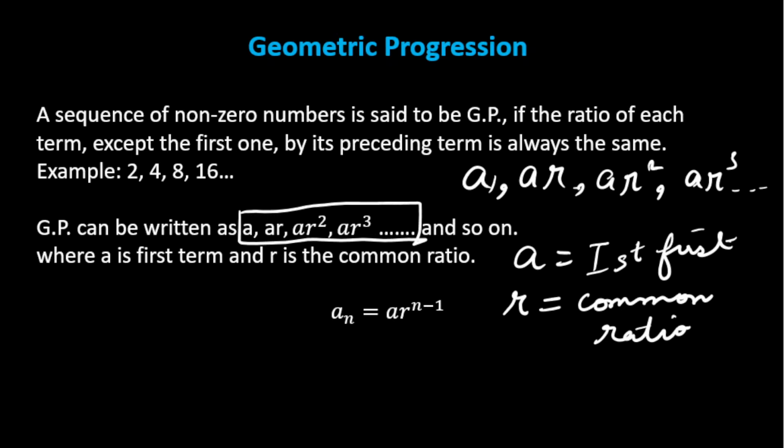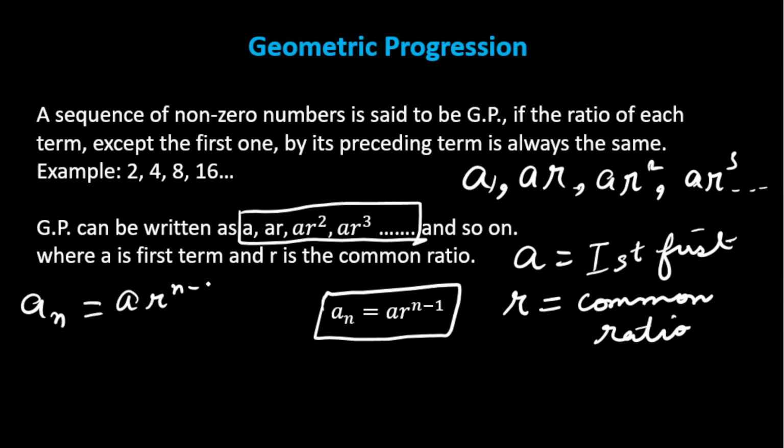So a is the first term, r is the common ratio, and for any general term we have a formula. A few formulas are there. The first formula is a_n, the nth term. It can be any term: first, second, third, fourth, fifth, 10th, 100th, any term. Its formula is a_n equals a times r to the power n minus 1. Here I'll just give you an example.